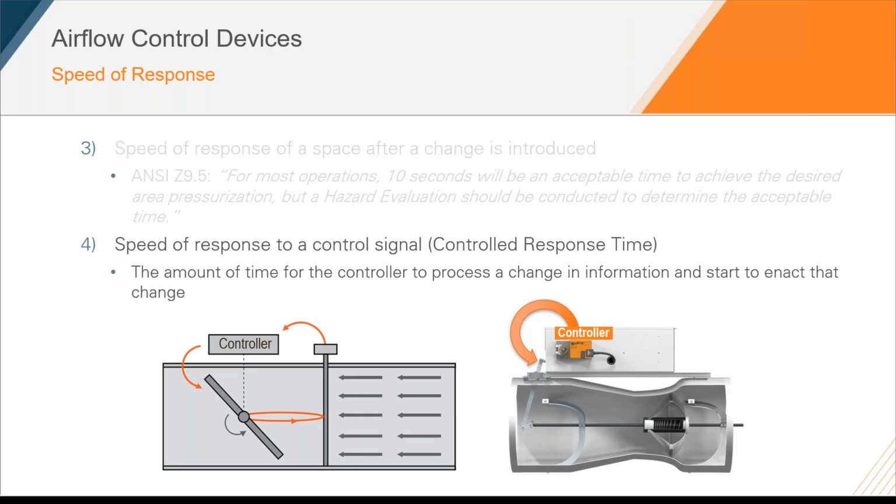Next, we're going to talk about the speed of response to a control signal. Here, it's the amount of time for the controller to process a change in information before it enacts a change. For your classic electronic pressure independent valves, like the terminal unit and high accuracy terminal unit, this is really going to be dependent on that control loop: how fast can we measure the airflow, how fast can the controller compare that to set point, adjust the damper, and remeasure that variable.